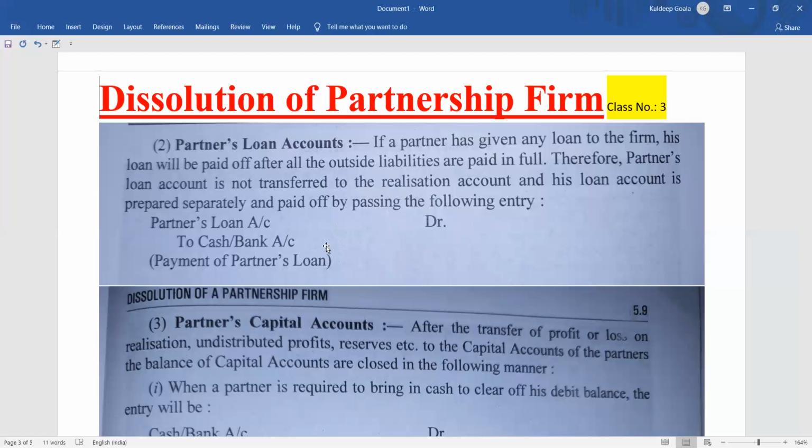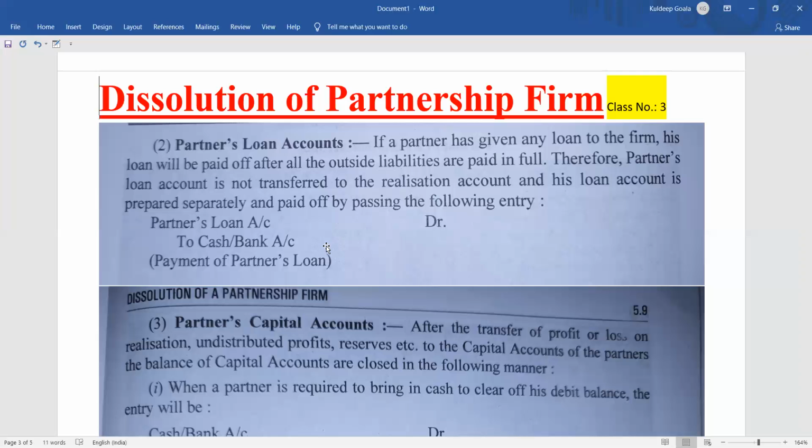And if it is paid through cash or bank, if nothing is mentioned, you pay it through cash or bank. So what will be the entry? Partner's loan account debit, to cash account or bank account. Partner's loan will be closed. It is a liability, it shows a credit balance, right? To close it, debit it. So partner's loan account debit to cash or bank account credit, and make the payment.